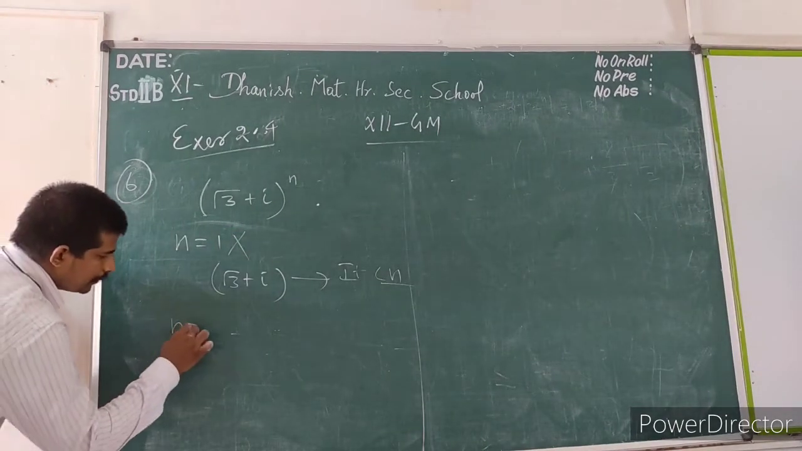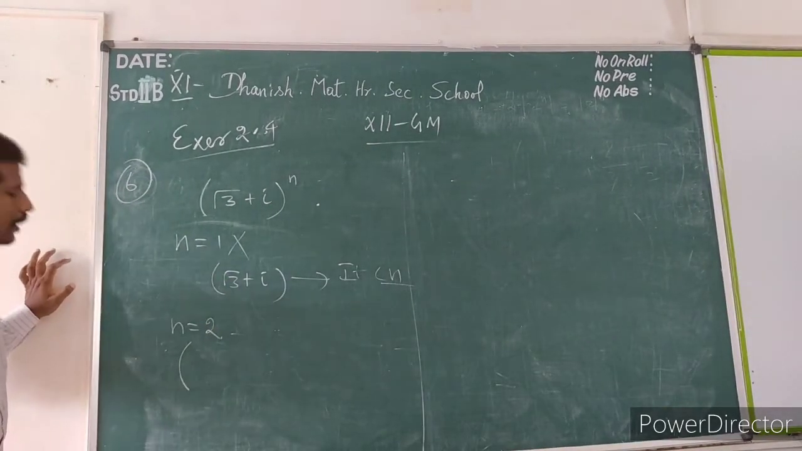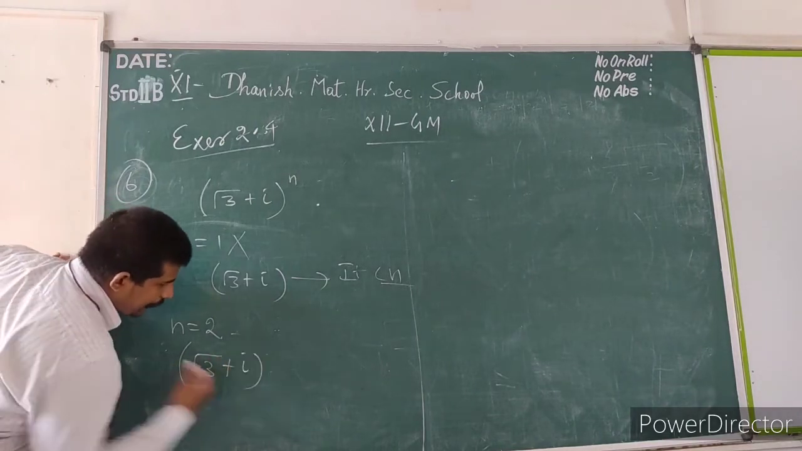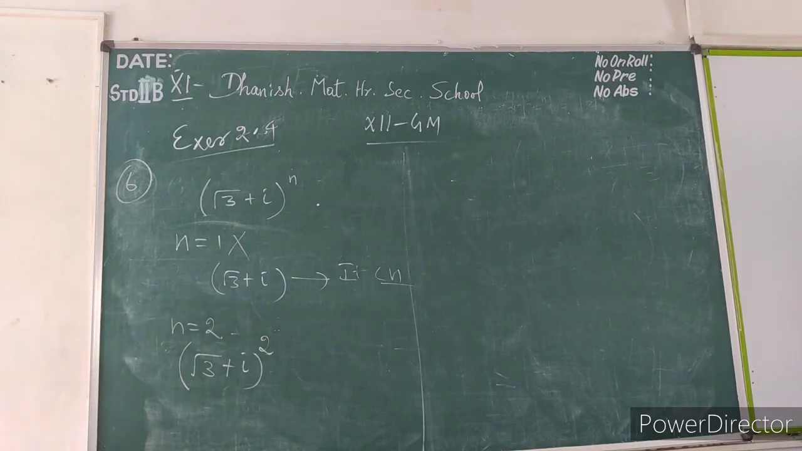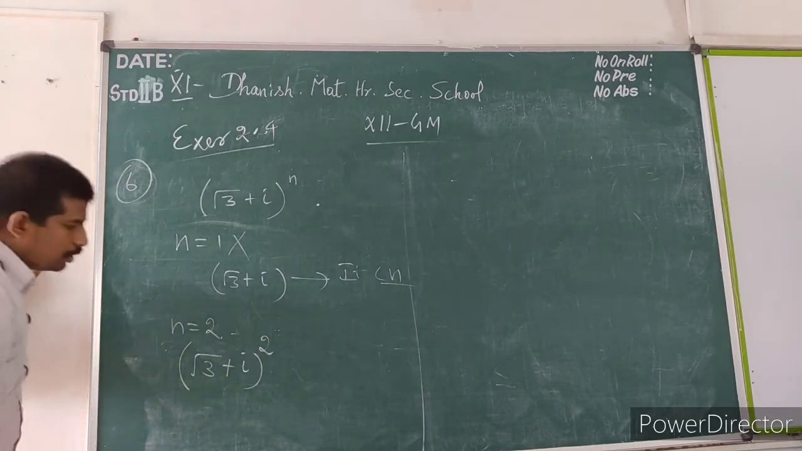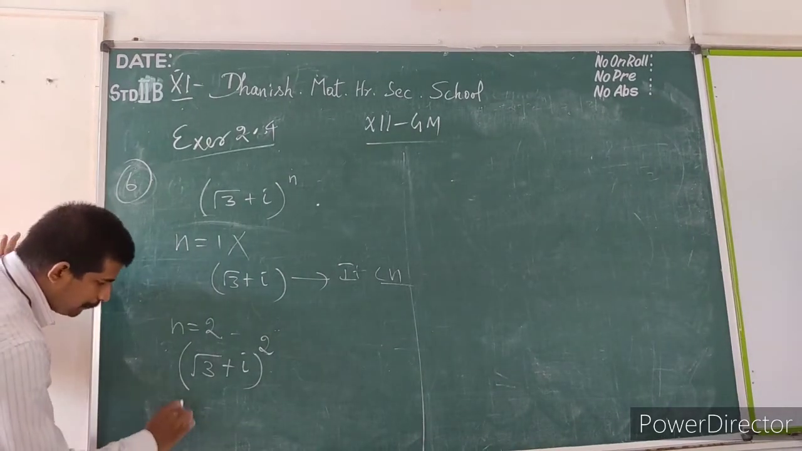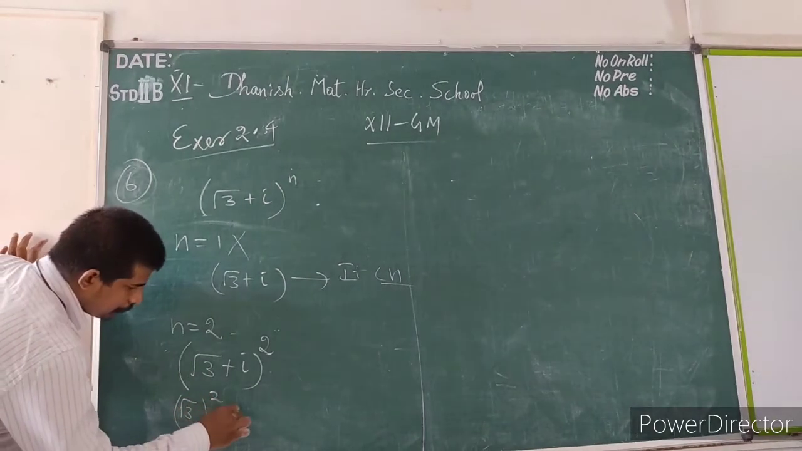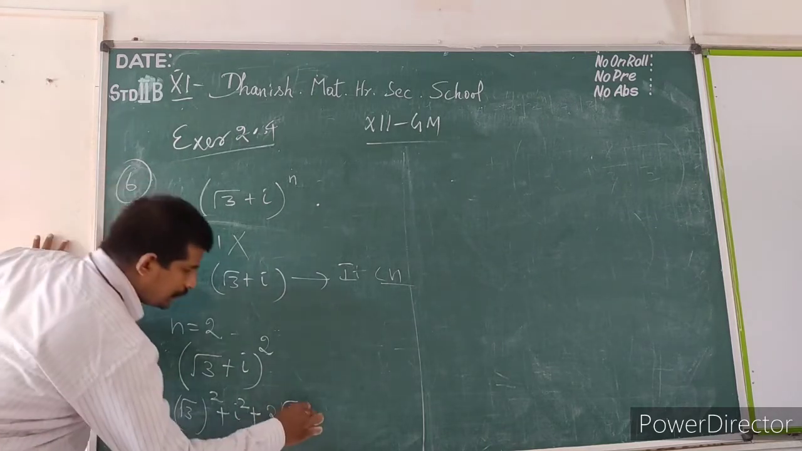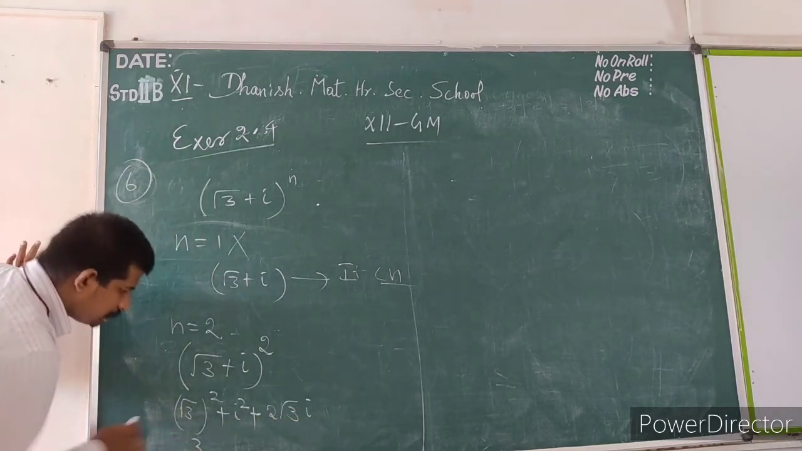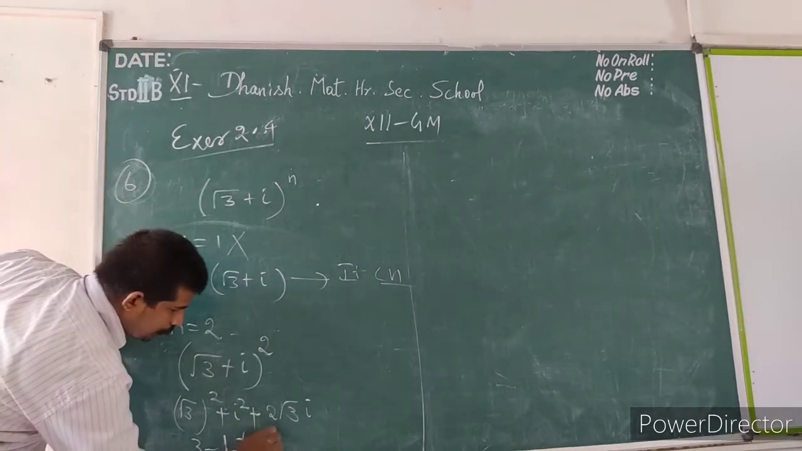Now we are going to put n as 2. (Root 3 plus i) whole power 2. Here this is in the form of (a plus b) whole square. Now I am going to expand this by the identity a square plus b square plus 2ab. This is 3 minus 1, since i square is minus 1, plus 2 root 3 i.